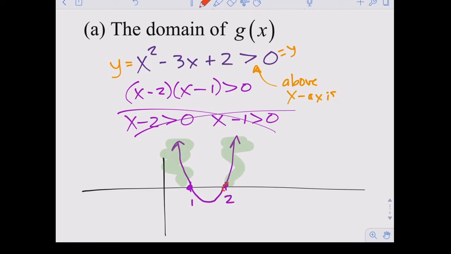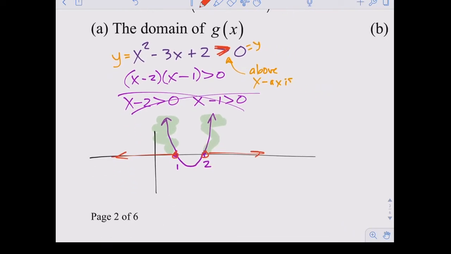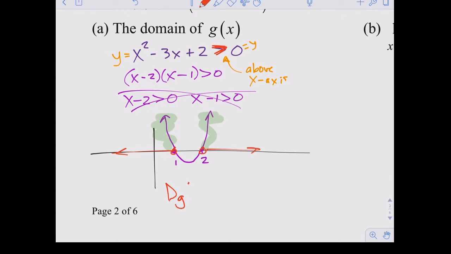In this case, it's everything strictly outside the x-intercepts. And we don't want to include the x-intercepts because we want it to be strictly greater than 0. So for any value of x less than 1 or any value of x greater than 2, we're going to get positive numbers under the radical. So the domain of G is going to be the set of all x such that x is less than 1 or x is greater than 2. And that's how you would write it using set builder notation.